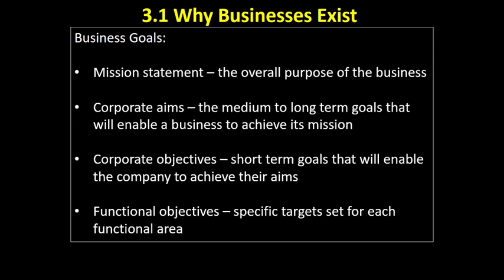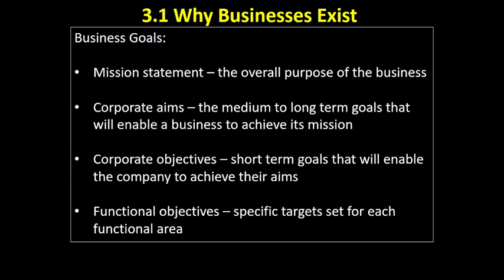So the mission statement, as we've mentioned, is the overall purpose of a business. It can be quite vague, not really overly clear about exactly what that means. So the business will then set itself some corporate aims. By corporate aims and corporate objectives, I mean they're set at the top of a business, by the managers, by the directors. These are the big picture, what the business is trying to achieve. The corporate aims are medium to long-term goals that enable a business to achieve its mission.